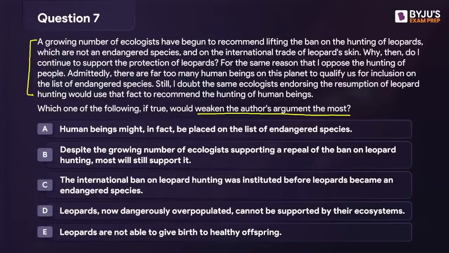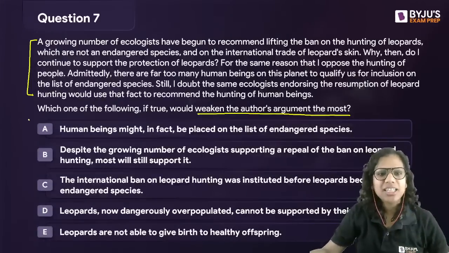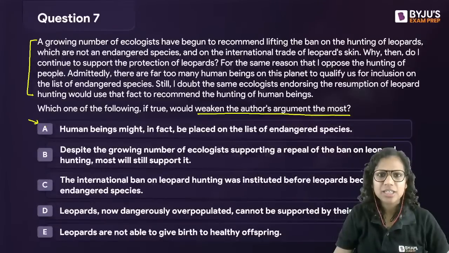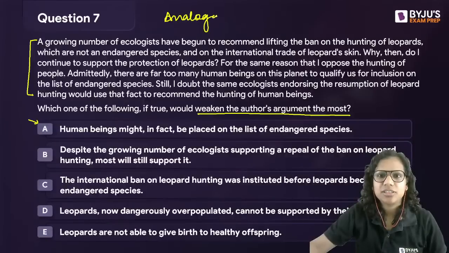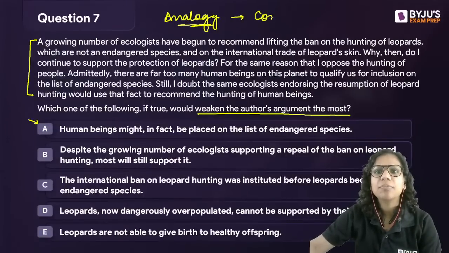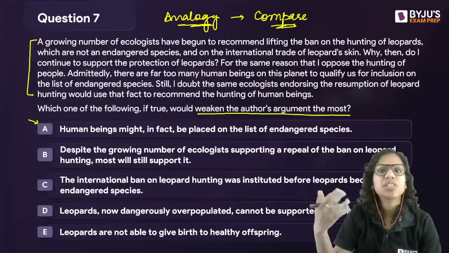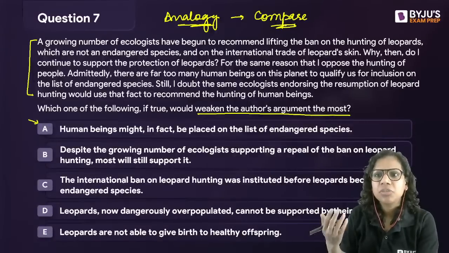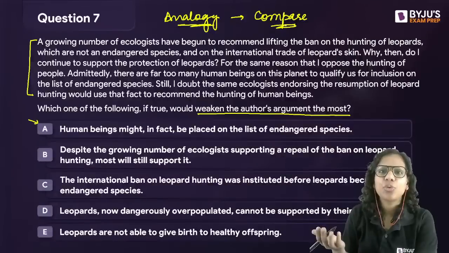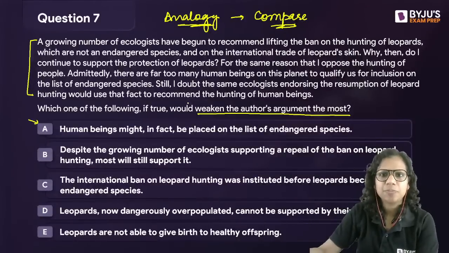All right, let's discuss this. So I've got varied responses here. A, B, D, pretty much everything. Okay, let's see. I understand that A is a very tempting answer to mark, right? Because the author is basically drawing an analogy here. This is what we call an analogical argument, where you compare two things because they share some similarity. So here the author is saying, I support a ban on hunting leopards for the same reason that I would support not killing human beings. That's what the author is saying, right?